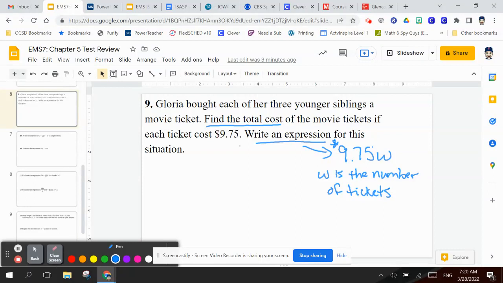So to find the total cost, I have $9.75. There are 3 younger siblings plus Gloria, that's 4. So I want to multiply that by 4. 4 times 5 is 20, carry the 2. 4 times 7 is 28, plus 2 is 30. 4 times 9 is 36, plus 3 is 39. There are 2 numbers after the decimal, so there are 2 numbers after my decimal. So my answer is $39.